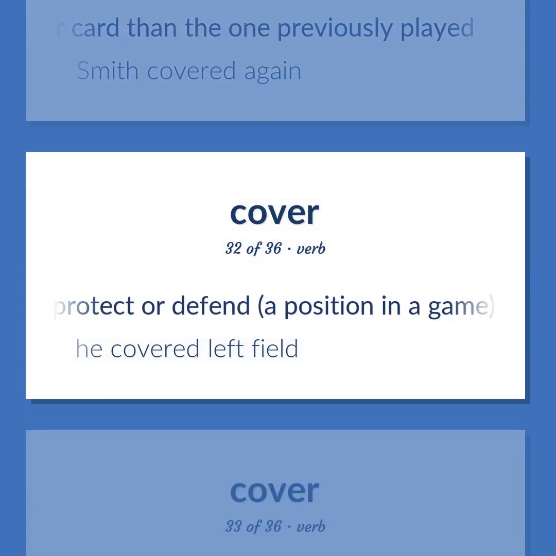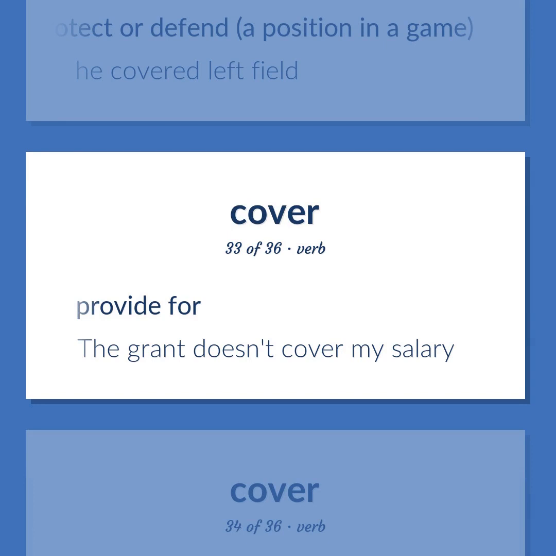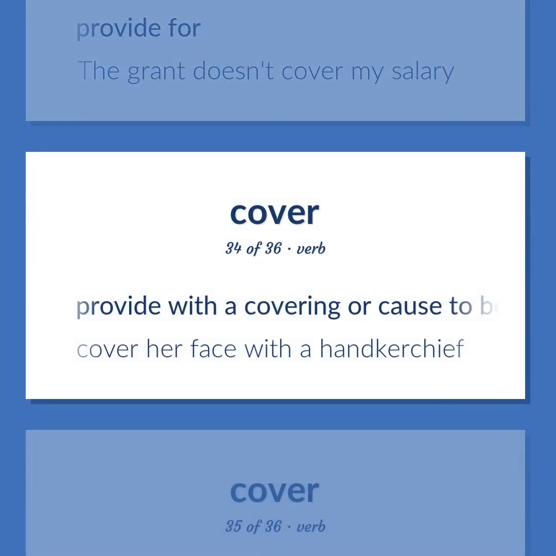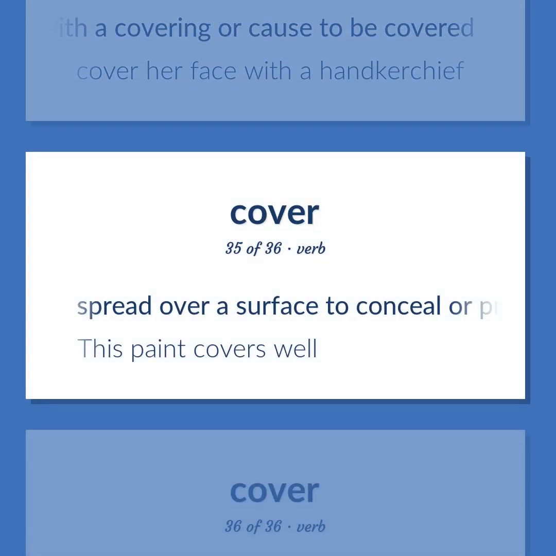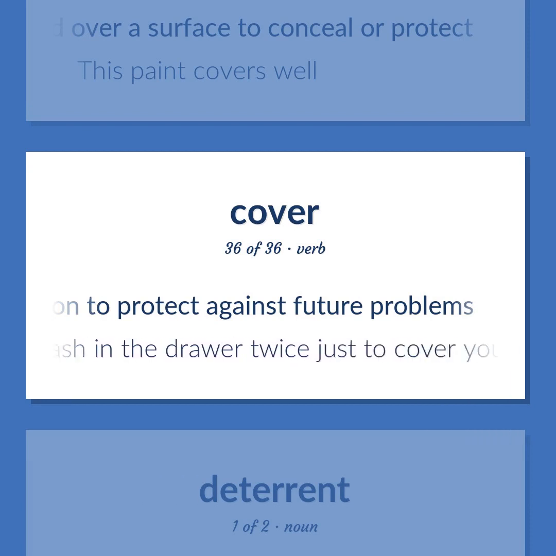Protect or defend, a position in a game. He covered left field. Provide for. The grant doesn't cover my salary. Provide with a covering or cause to be covered. Cover her face with a handkerchief. Spread over a surface to conceal or protect. This paint covers well. To take an action to protect against future problems. Count the cash in the drawer twice just to cover yourself.